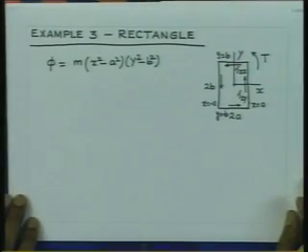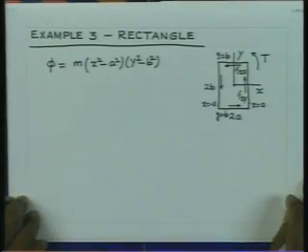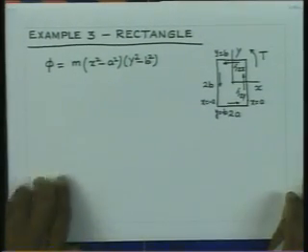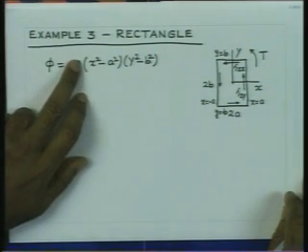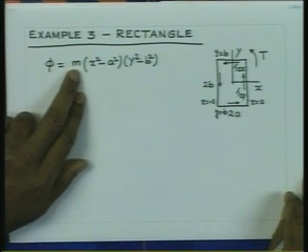So, noting that, we can write a function phi as x square minus a square into y square minus b square, and we add one constant m. This ensures that the phi function is 0 all over the boundary.